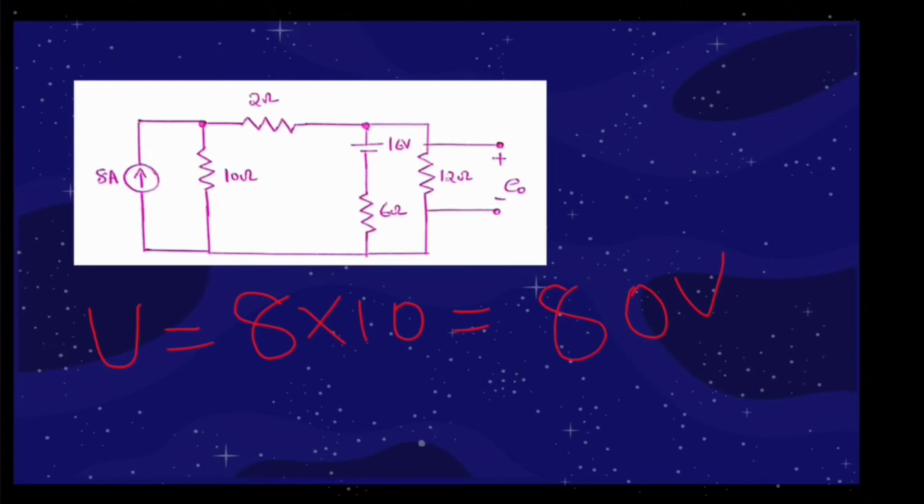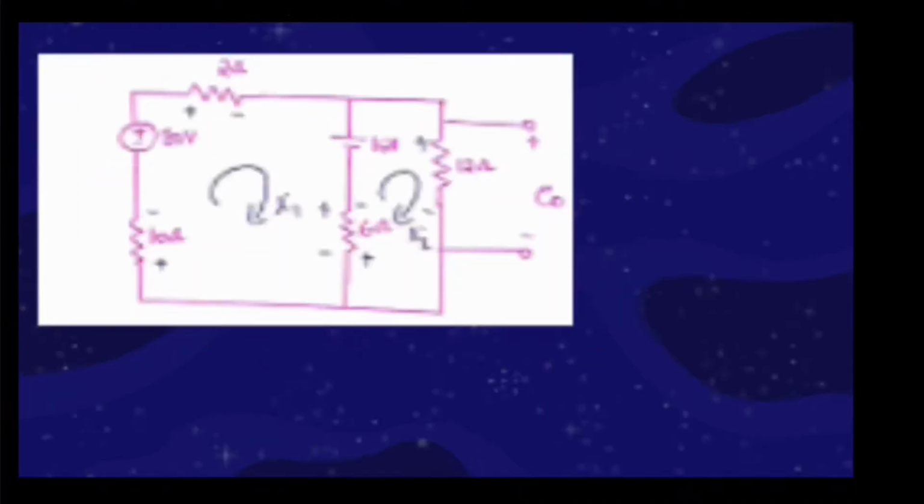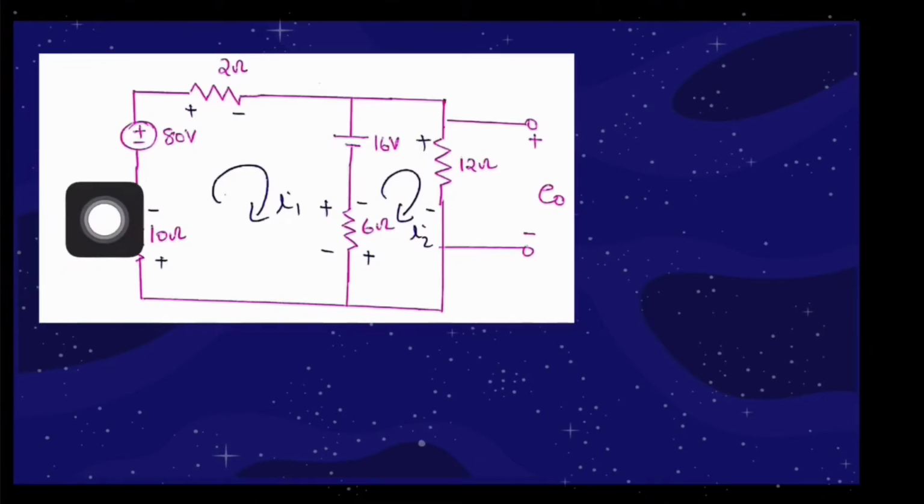Why? Here you can see the 8 ampere current source is in the upward direction. That's why we select positive polarity at the top, with a series connected resistor of 10 ohm. After replacing it, we get a network like this. Here you can see this 80 volt source with a series connected 10 ohm resistor.